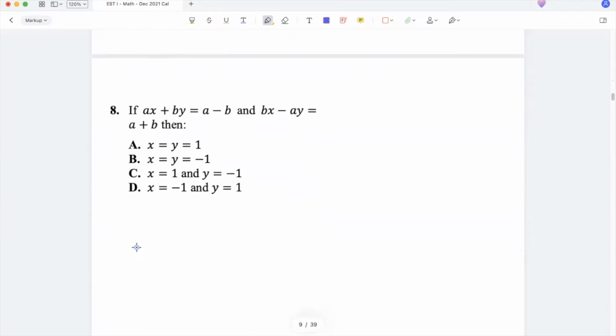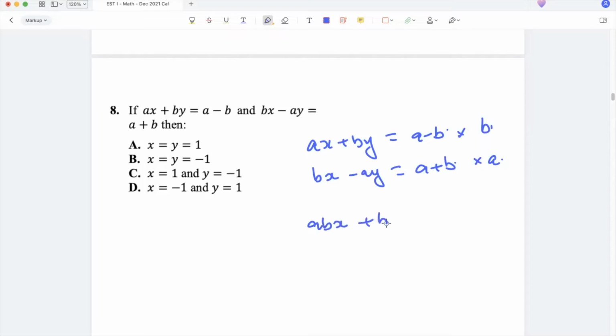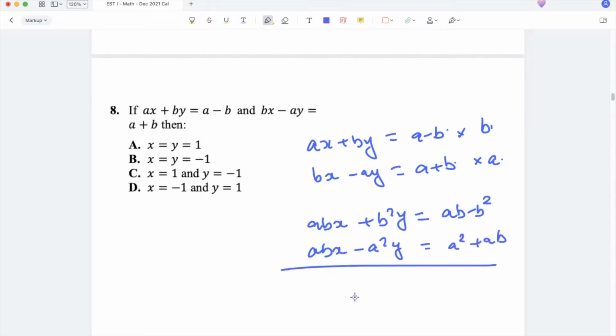If ax plus by is a minus b and bx minus ay is a plus b, then what are x and y? Ax plus by is a minus b and bx minus ay is a plus b. So let's multiply this equation by b and this equation by a. So I'll get abx plus b square y is ab minus b square, and abx minus a square y is a square plus ab. And then let's subtract this.